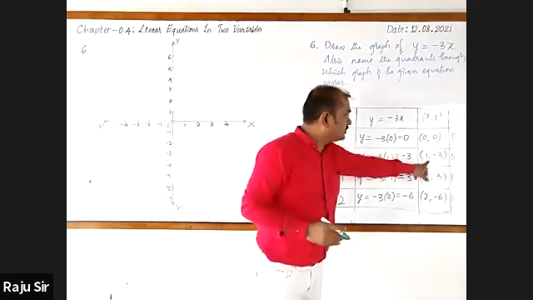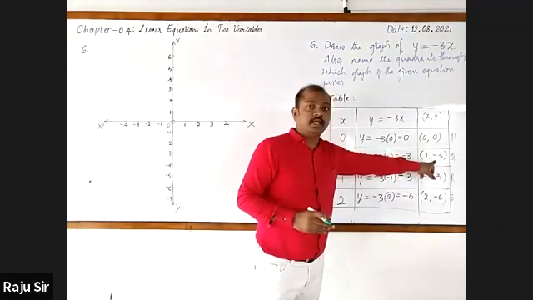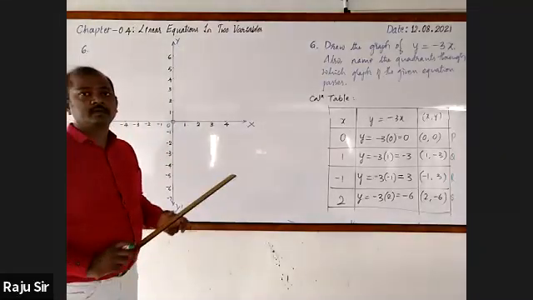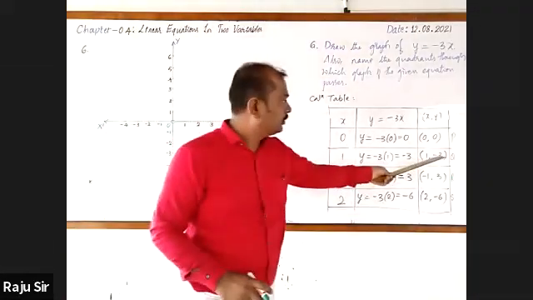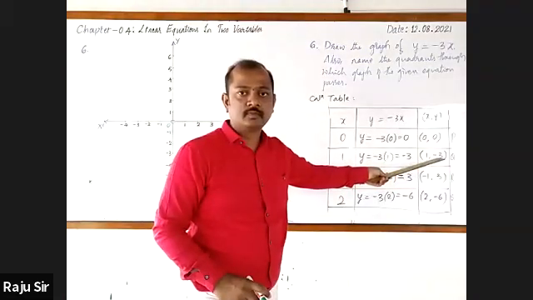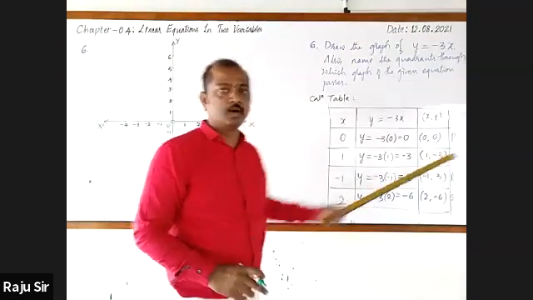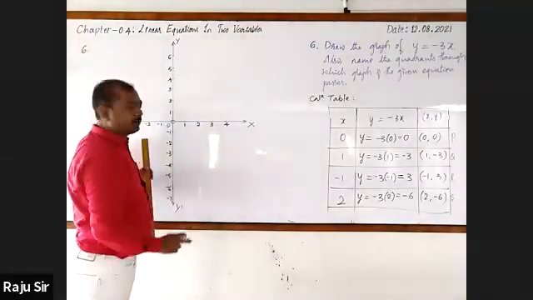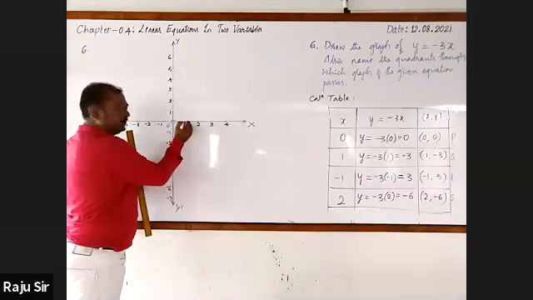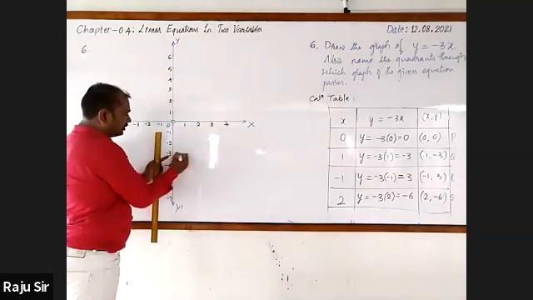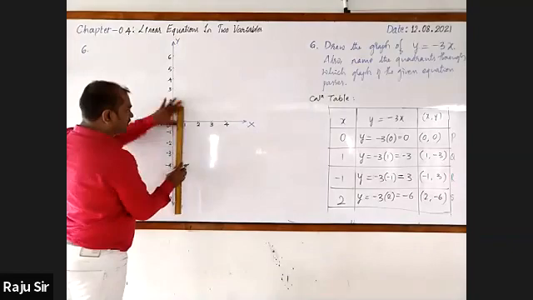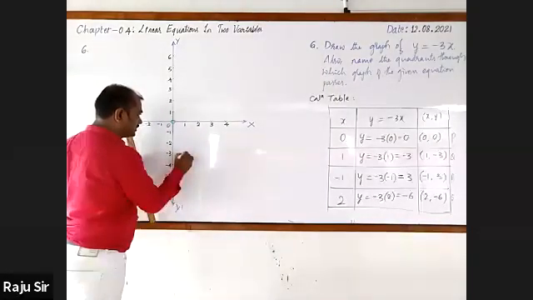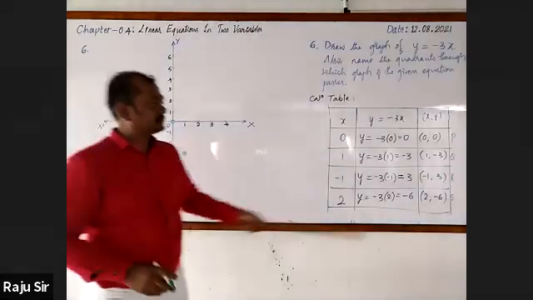In which quadrant does the point Q lie? Fourth quadrant. Very good. This is the 4th quadrant. 1, minus 3: 1 is on x-axis, minus 3 on y-axis. Both will intersect at this point. This is point Q. Next, R.